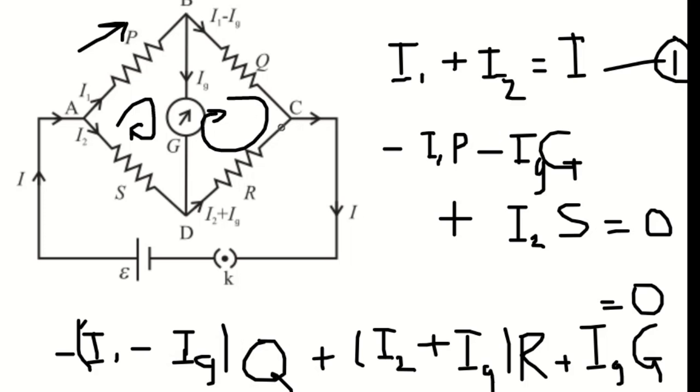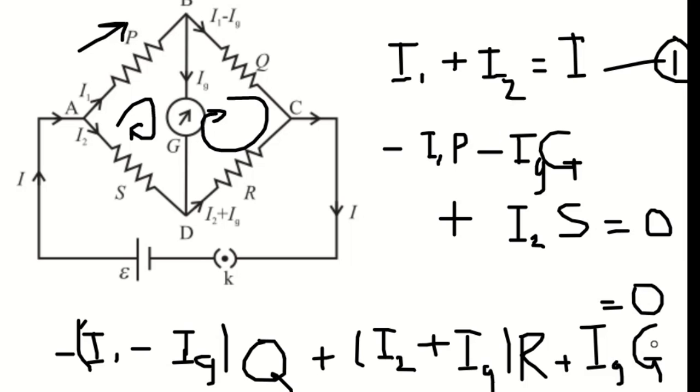So when we are going from C to D, the resistance is R, and the direction of current and our direction is opposite, so we will write plus, and this current is equal to I2 plus Ig. Now again from D to B, we are moving in the direction opposite to that of the current. So here also we will get plus Ig into G, and this will be equal to 0.